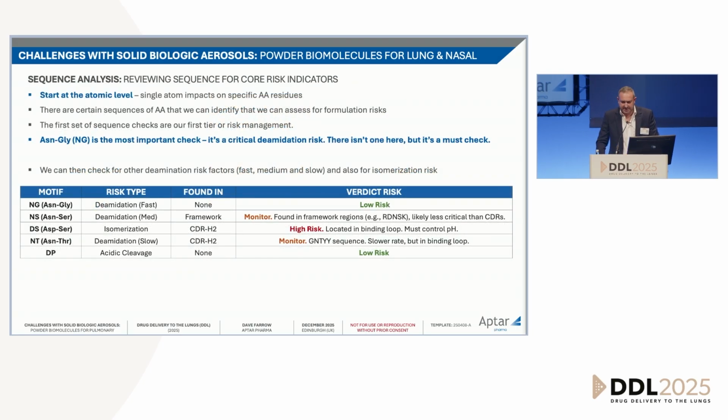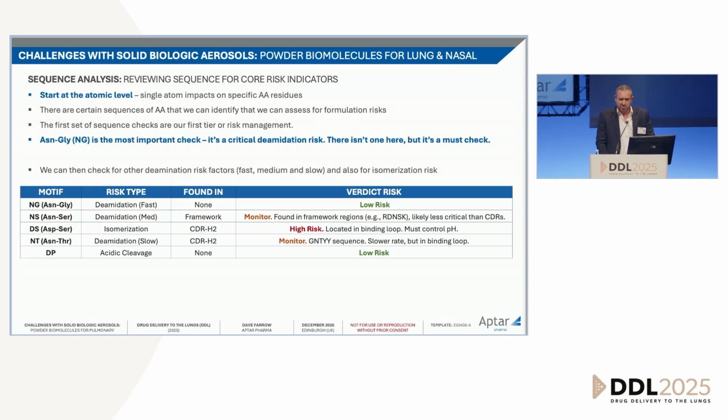So, starting at the atomic level, when we think about those individual atomic components and some of the residues, we can identify some of the core challenges with biologics just by looking at the amino acid sequence, identifying those pairs of residues that are likely to induce degradation. You can see here I've identified a few of the degradation risks with deamidation, isomerization and acidic cleavage. We can look for those particular sequences.